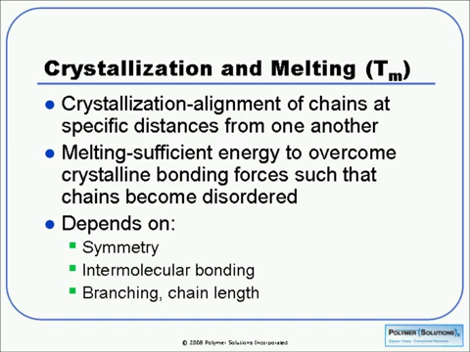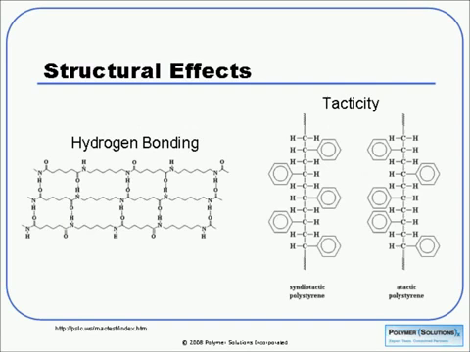Where that temperature occurs depends on factors just like Tg. Symmetry is one, because in order to build up into an ordered structure, your chains need to have a lot of symmetry so they can fit together nicely. Intermolecular bonding or hydrogen bonding can also have an effect. Branching can be important because, again, if you have bulky side chains or branches, that may interfere with the ability of your chains to order, and your chain length or molecular weight can be important as well.